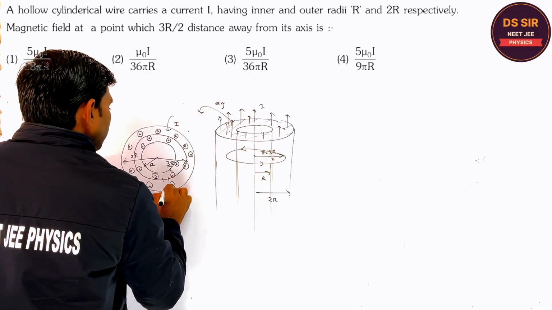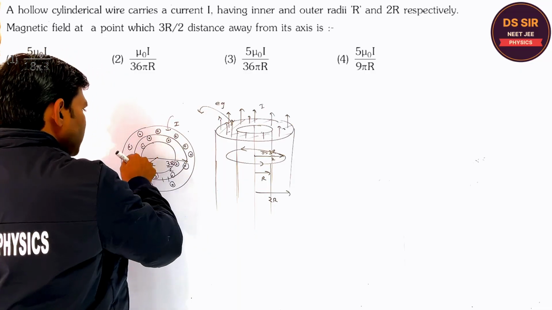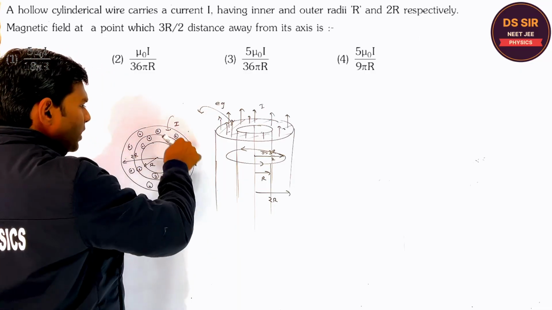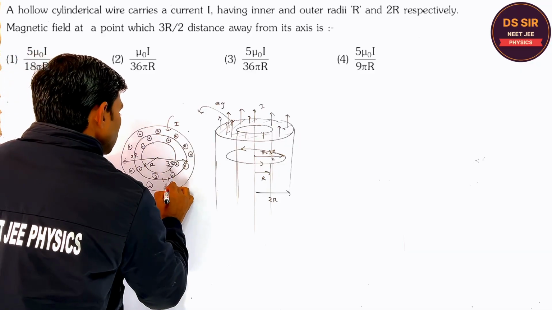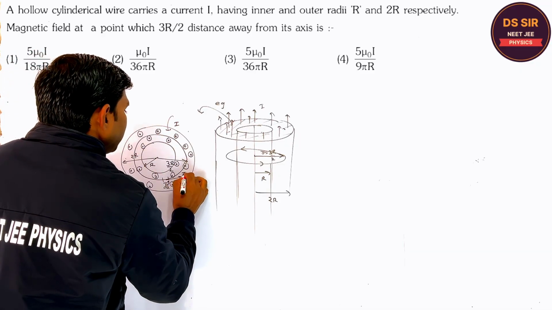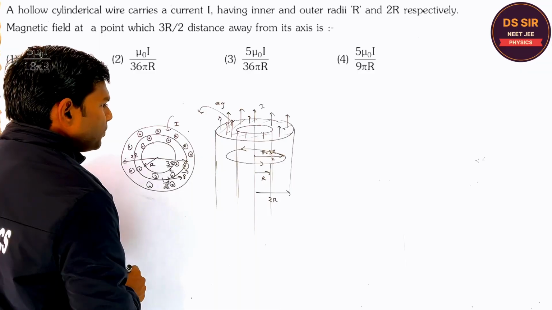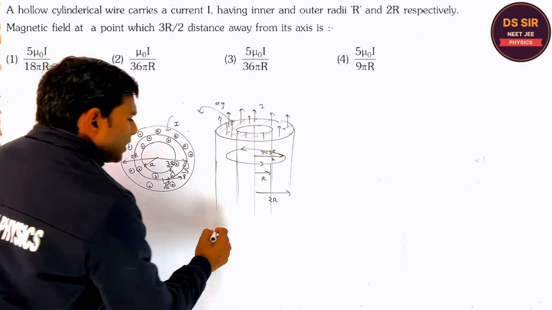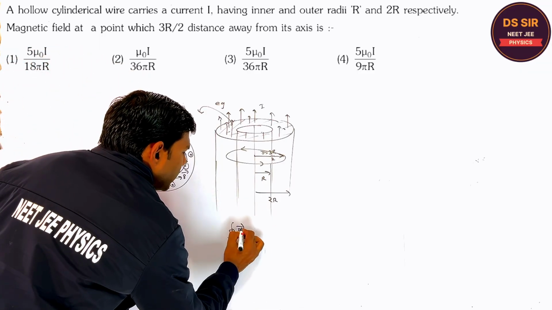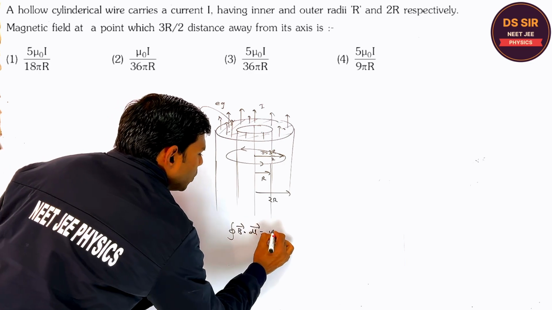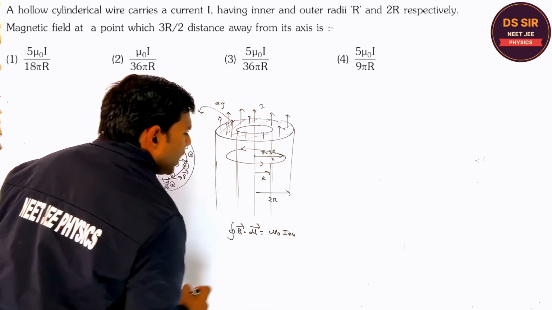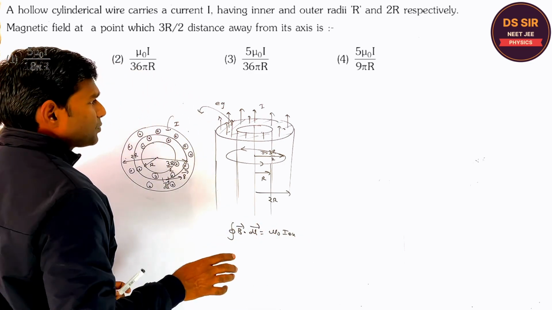If you choose, the magnetic field will be circular like this. This is the element dl and this is the magnetic field B. So you can apply Ampere's law. B dot dl is equal to what? Mu naught into I enclosed.